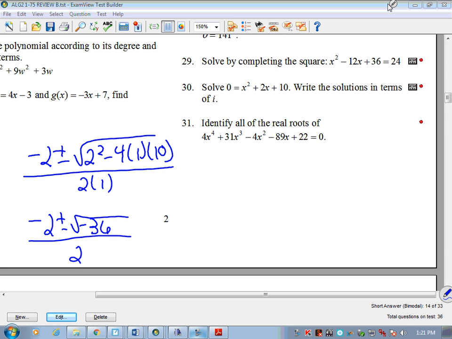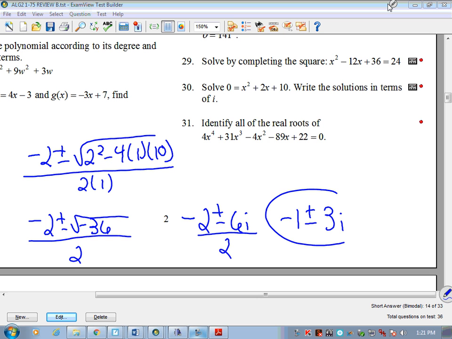All right, how do we rewrite the square root of negative 36? 6i. So we got negative 2 plus or minus 6i divided by 2. Let's simplify that down. What's negative 2 divided by 2? Negative 1 plus or minus, what's 6 divided by 2? Plus or minus 3i. Actually, negative 1 plus 3i or negative 1 minus 3i. Which is this, right? Okay.